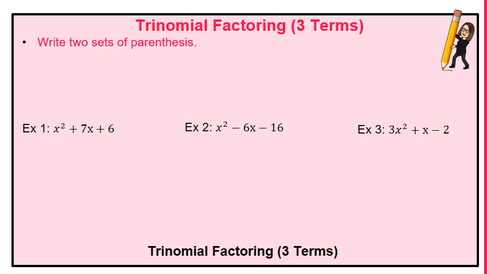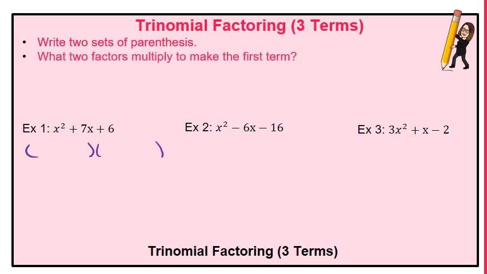So first of all, start by writing two sets of parentheses, okay? I'm going to do an example as we go through these steps. My first step says write two sets of parentheses because I'm going to have a binomial times a binomial. Second step, what two factors multiply to make the first term? I'm going to use some color association. So blue, blue. X squared, well, that's easy to break apart. That'd be x times x.